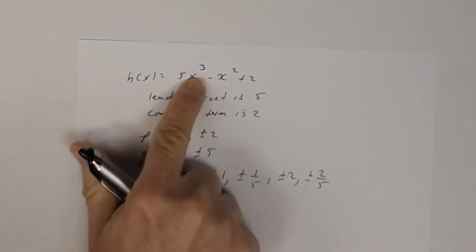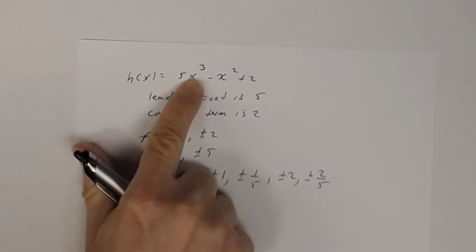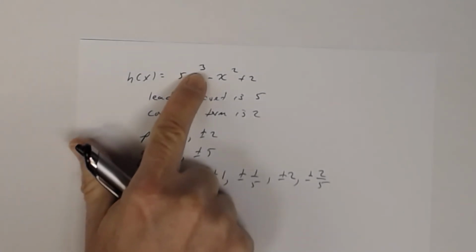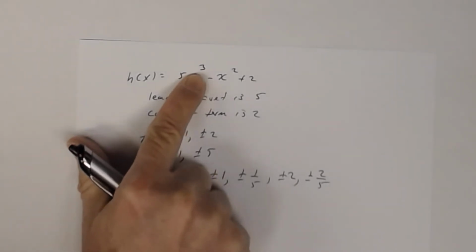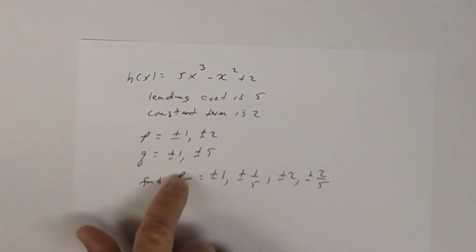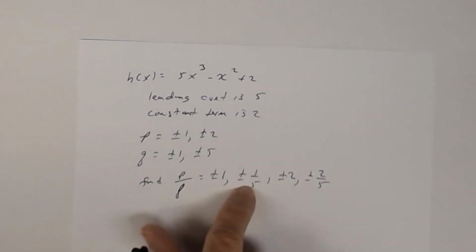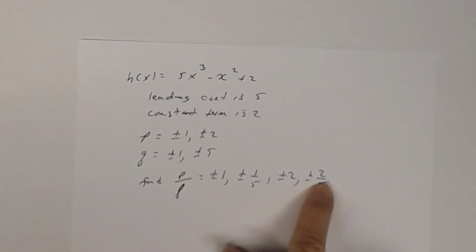So this polynomial function has at most 3 real zeros. And it could be that if there are 3 real zeros, they could all be rational zeros. All right, we don't know that yet, but it could be. But if they are, it would have to come from here.